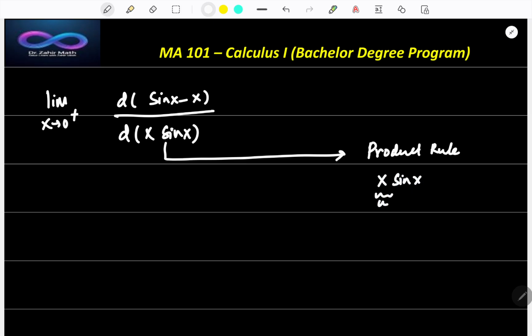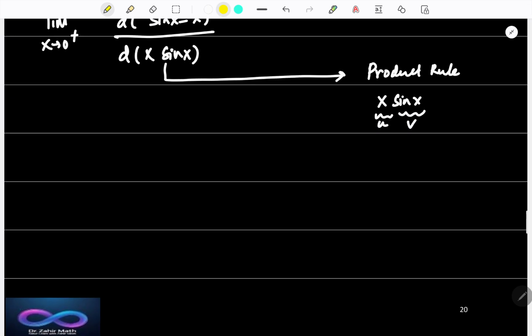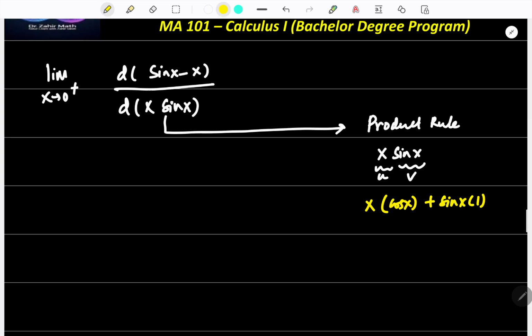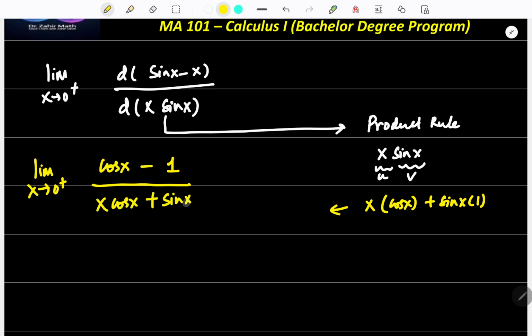U and V, right? Keep u, differentiate sin x, cosine x. Keep sin x, differentiate x, which is 1. Now let's start the differentiation. Limit x tends to 0 plus, differential of sin x is cosine x minus differential of x is 1, divided by x cosine x plus sin x.